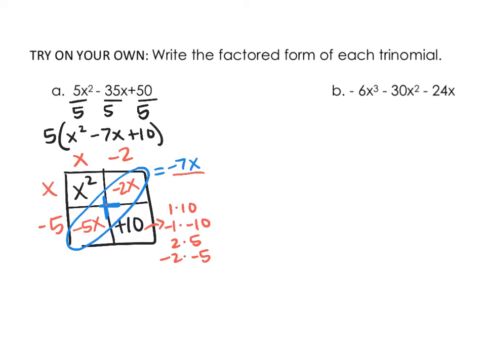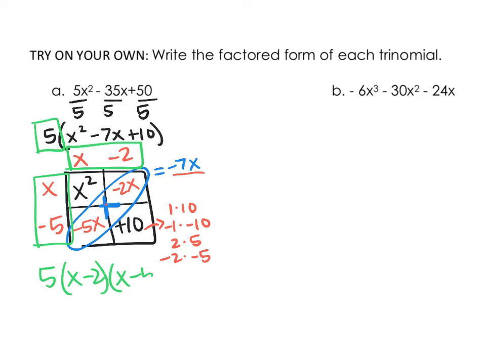So my final answer was right here and right here, and we had that GCF, so I need to put it all together. So I had a 5, an x minus 2, and an x minus 5. Make sure you're putting all parts.